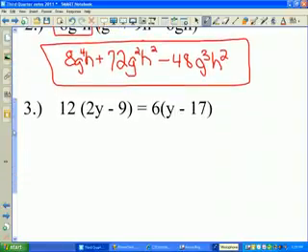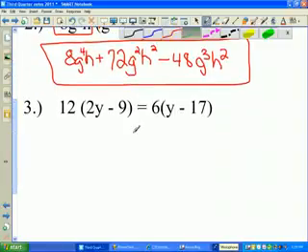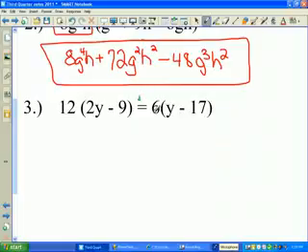But look at number 3. What's different? Hopefully you notice that we have an equal sign. Every time we have an equal sign, that means we're solving for something. Looking at the equation, 12 times (2y minus 9) equals 6 times (y minus 17), it looks like I should be solving for my variable, which in this case is y. So the first thing I should do is distribute. On the left-hand side, distribute the 12 to everything. And on the right-hand side of that equal sign, I'm going to distribute the 6.